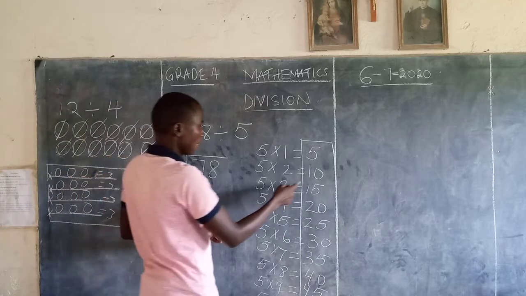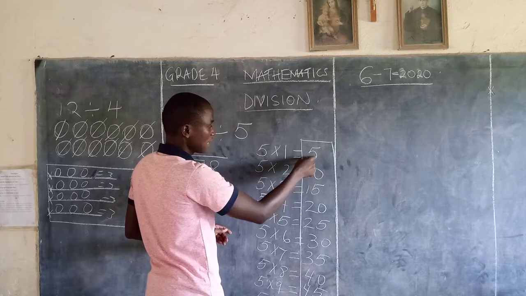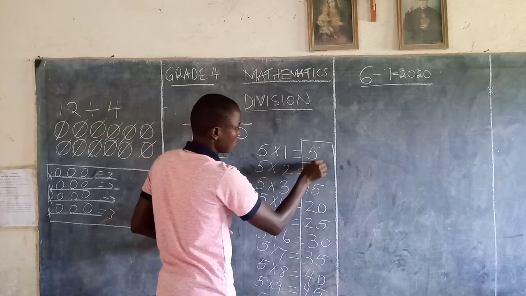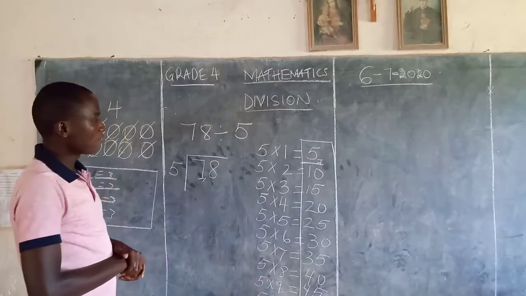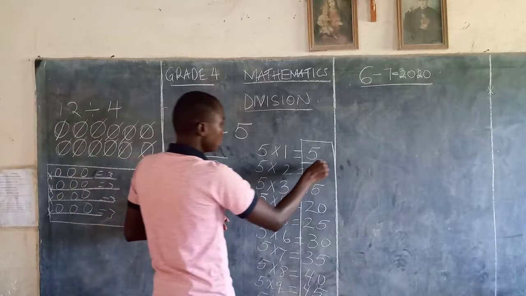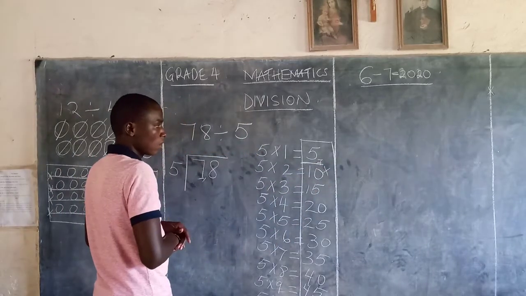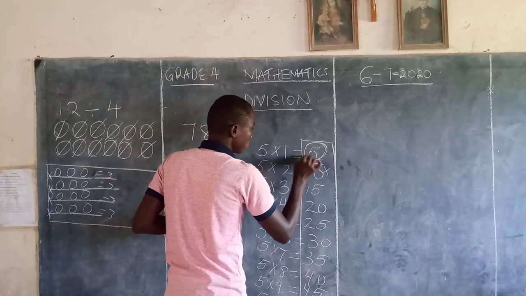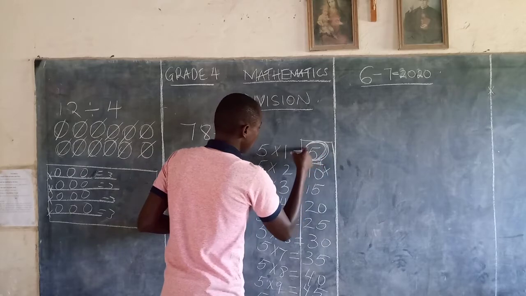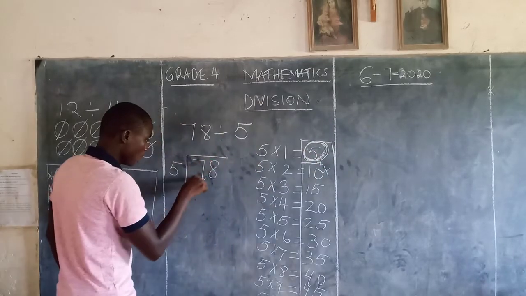If there's no 7, look for a place where you can put 7. 7 will be here, between 5 and 10. 10 is bigger than 7, so you drop it. Take a number that is small. The number that is small here is 5. Now you take 5, the multiple, the answer, and you write it below 7.